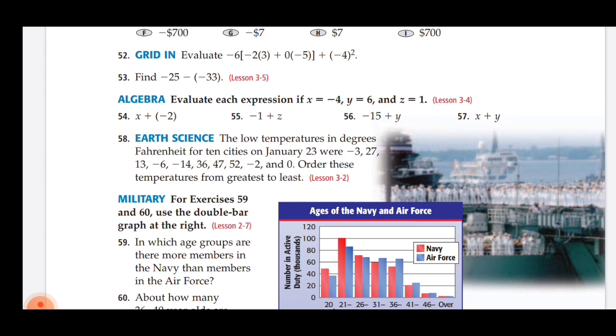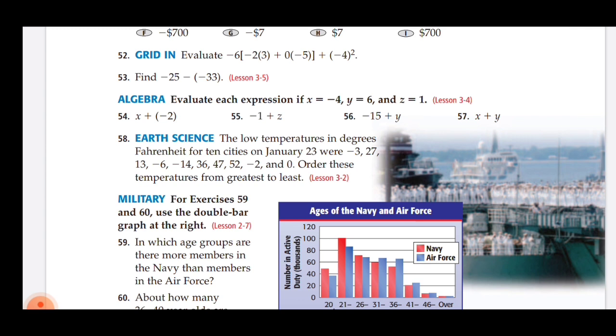Algebra. Evaluate each expression if x equals -4, y equals 6, and z equals 1. 54. x plus -2. 55. Minus 1 equals -1 plus z. 56. Minus 15 plus y. 57. x plus y.